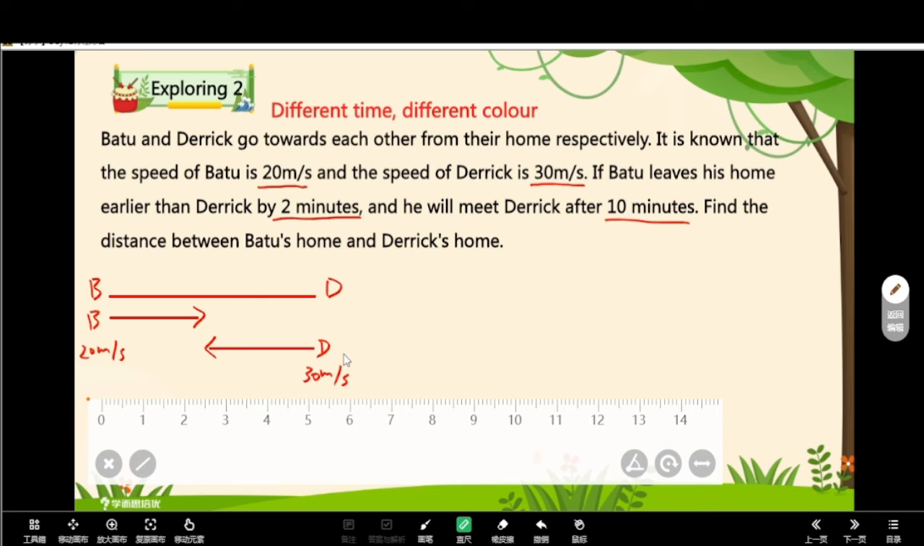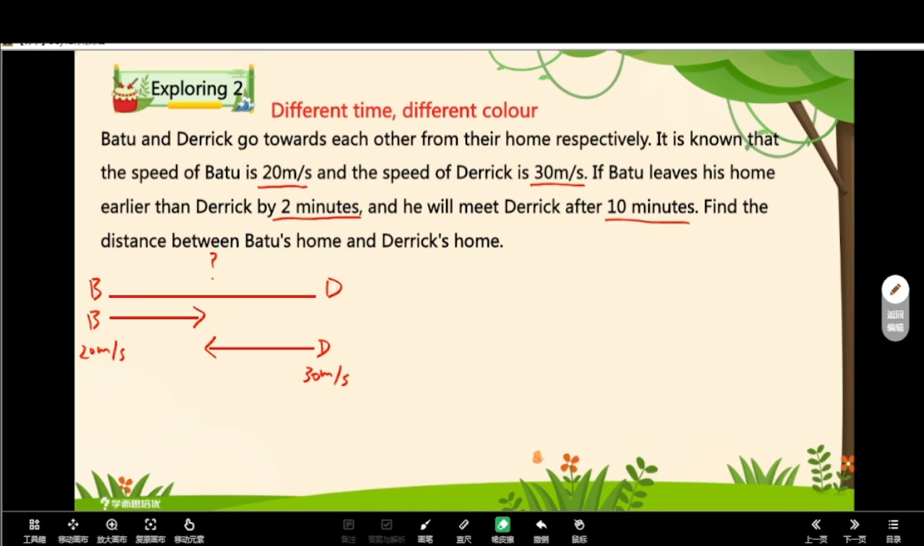Okay, then what we need to find is the distance between 八图's home and Derek's home. We need to find this. But is my diagram clearly showing the information inside the question? Not yet, because I didn't show the 2 minutes that 八图 leaves earlier than Derek in my diagram. So let me introduce a new method to you.